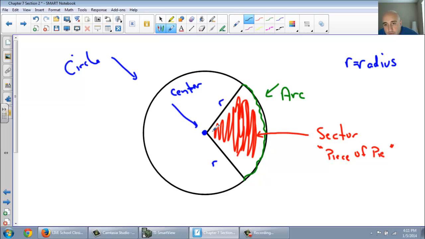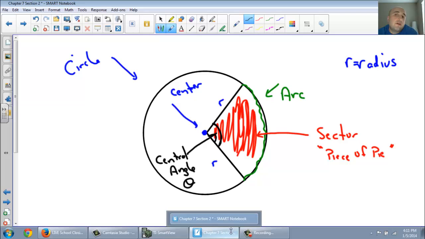All right, so what else do we need to talk about here? I'm drawing in this, which is called the central angle. And remember, we're always going to call that theta. So these are the vocabulary terms that we need to know about sectors and sector area and arc length and arcs.